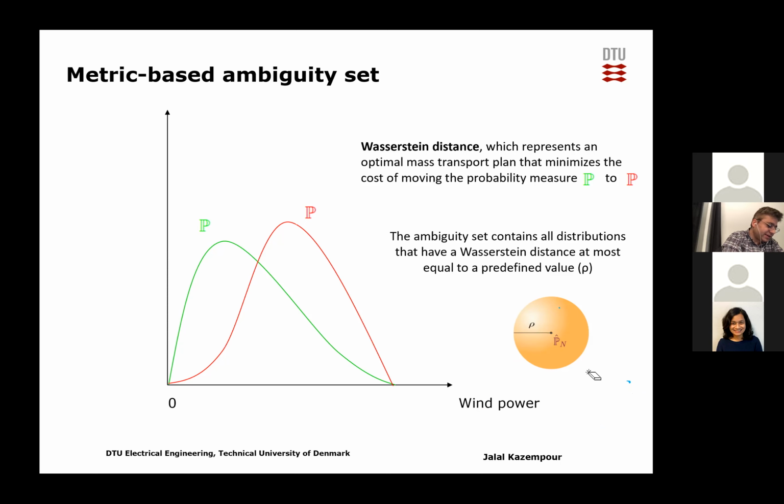We call this a metric-based ambiguity set. Wasserstein is just one way. There are also other techniques like phi divergence. I forgot the others. There are also other distances that you can use, but Wasserstein has good properties. I will show the references on why Wasserstein is a better measure than others.